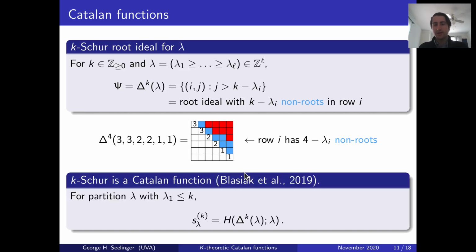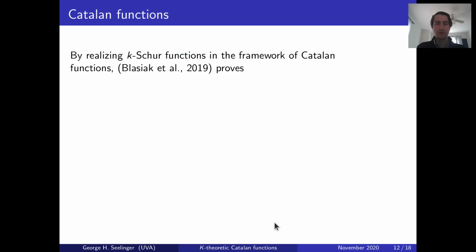So then, using this k-Schur root ideal, we can provide an explicit definition for a k-Schur function as a Catalan function. For any partition, you just take the Catalan function given by this special k-Schur root ideal, and then with the same indexing data. So why would you do this? Well, there were many different definitions of k-Schur functions, but by realizing k-Schur functions in the framework of Catalan functions, Blasiak, Morse, Pun, and Seelinger were able to prove some facts about k-Schur functions that will then be useful for us in a very straightforward way.